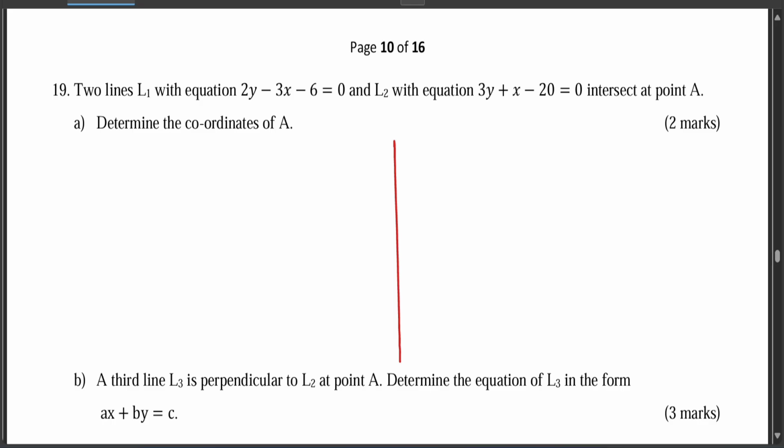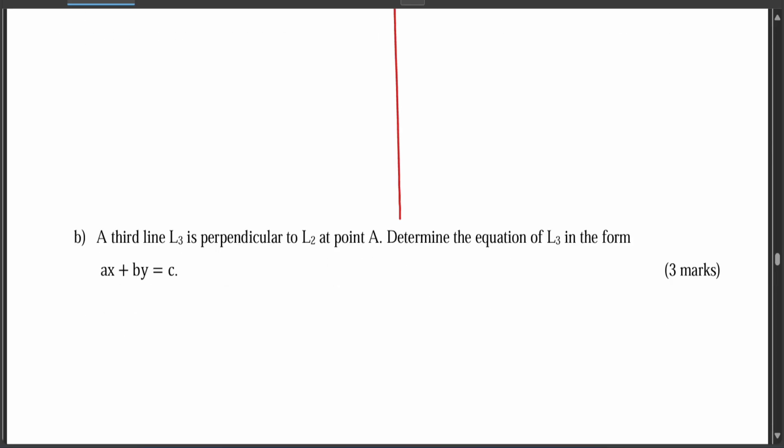Okay, question 19. Inequality of a straight line. You are given 2 lines: L1 with equation 2y minus 3x minus 6 is equal to 0, and L2 with equation 3y plus x minus 20 is equal to 0. They intersect at point A. Question A: determine the coordinates of A. Question B: a line L3 is perpendicular to L2 at point A. Determine the equation of L3 in the form ax plus by equal to c.